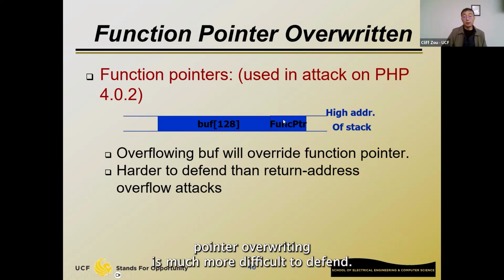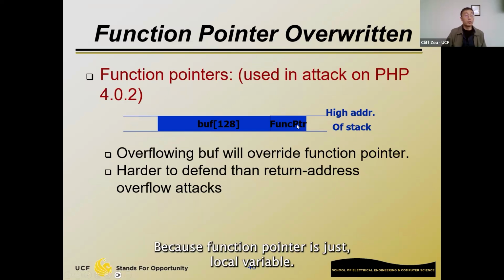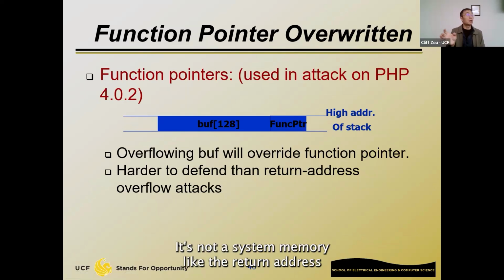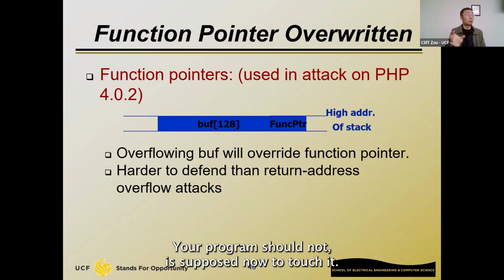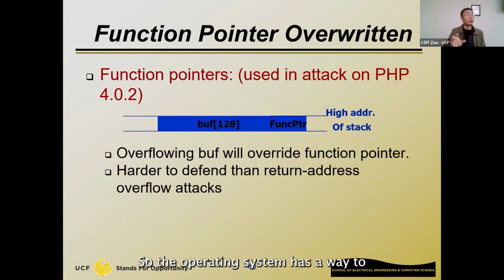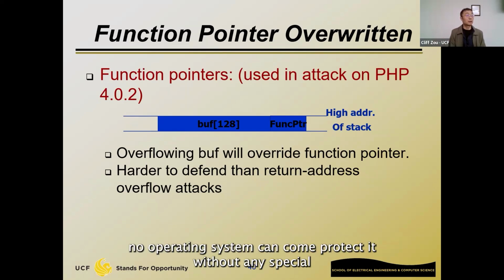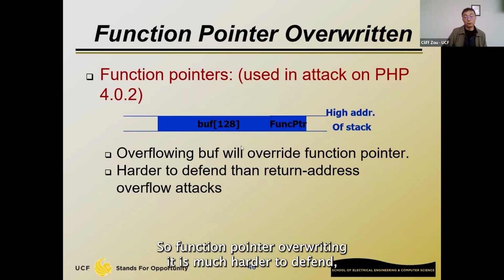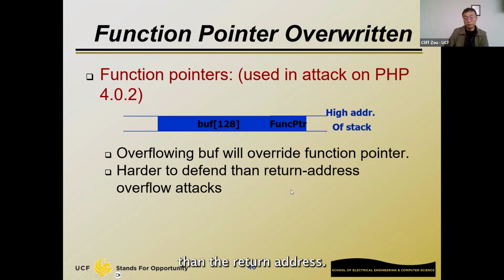And this function pointer overwriting is much more difficult to defend against because a function pointer is just a local variable. It's not system memory, like the return address is system memory. Your program is supposed not to touch it, so the operating system has a way to verify and protect it. But for a function pointer, no operating system can protect it without special checking on all the local variables. So function pointer overwriting is much harder to defend against than the return address.